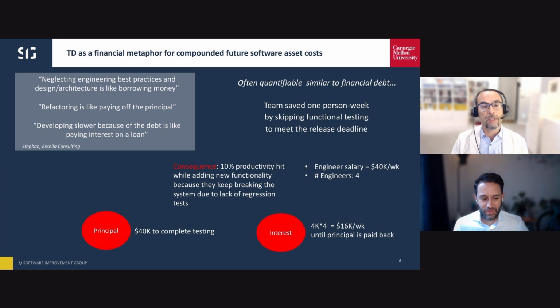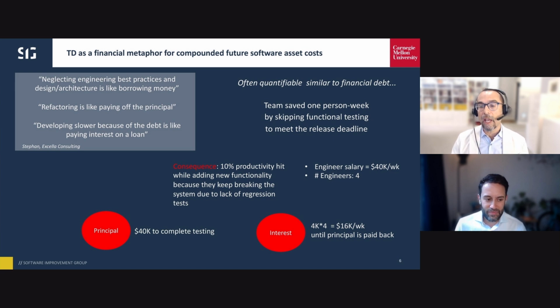But it also has some side consequences. When we skip functional testing, we may actually incur a productivity hit. Let's say that by doing that, the team is incurring a 10% productivity hit while adding new functionality. And why is that? Because when we don't have functional tests in place, we can't have effective regression testing, and the system may break frequently, and fixing those breakages may be quite costly.